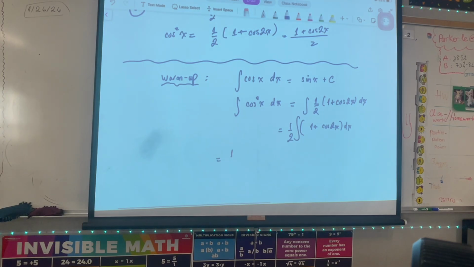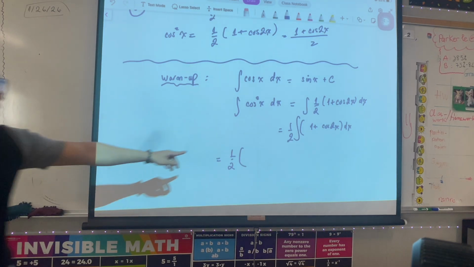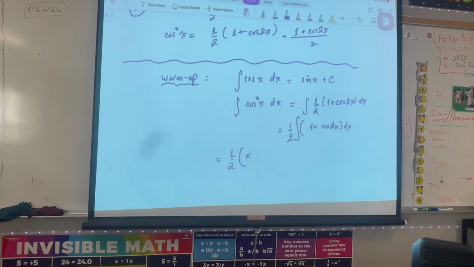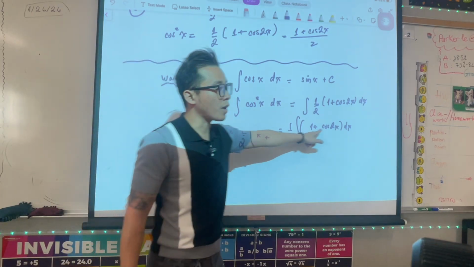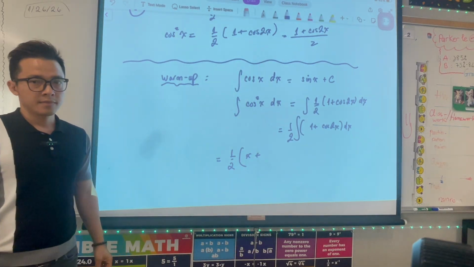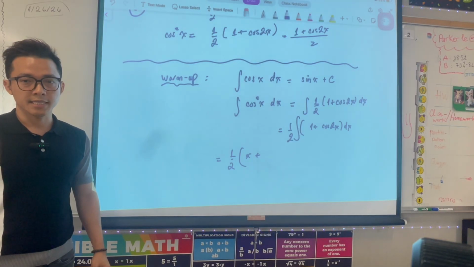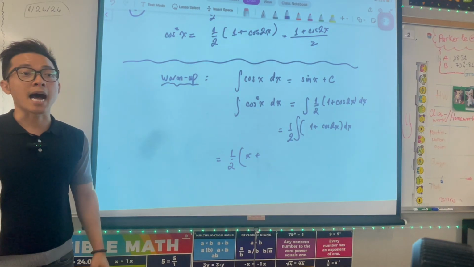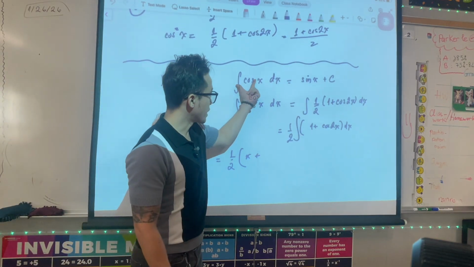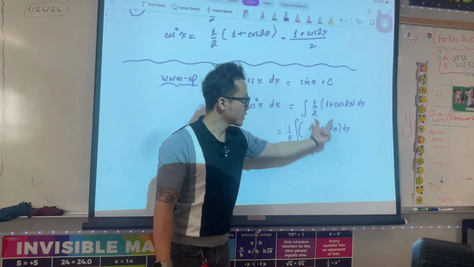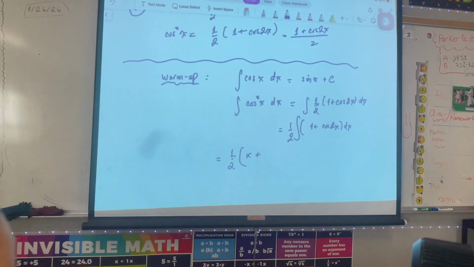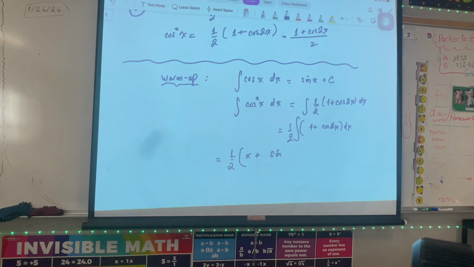Okay. What is the integral of 1? X. Very good. What is the integral of cosine 2x? The integral of cosine is sine, right? So the integral of cosine is still sine, but this is cosine 2x. So the integral of cosine 2x is sine of 2x.